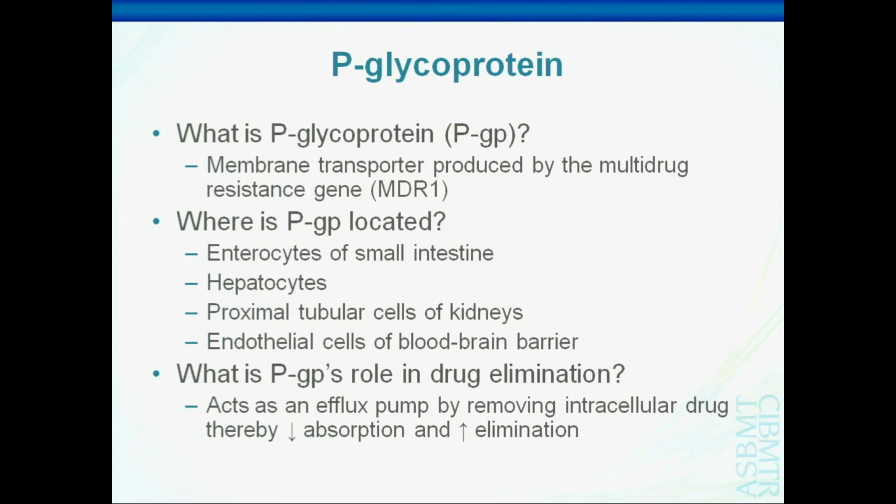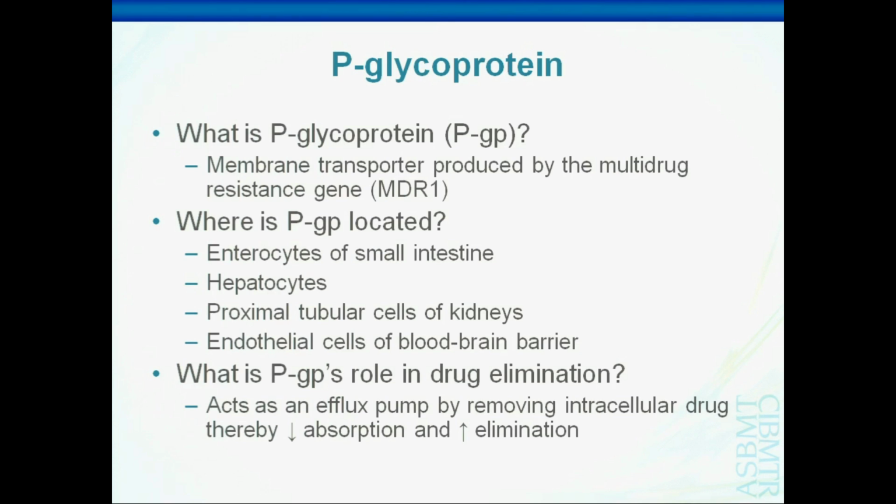P-glycoprotein is another mechanism or pathway for drug interactions. So first, what is P-glycoprotein? It's a membrane transporter produced by the multi-drug resistance gene MDR1. Essentially, its original role was to act as an efflux pump to kick chemotherapy out of the cell, thereby making it less effective and the cancer resistant to this therapy.